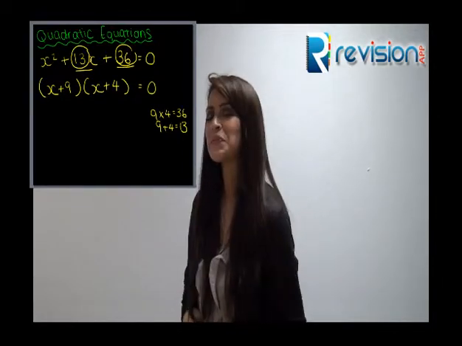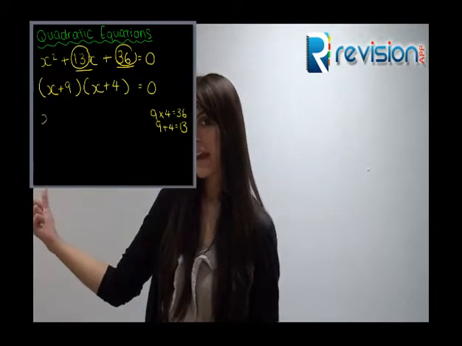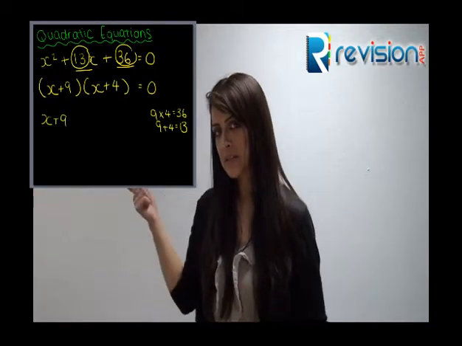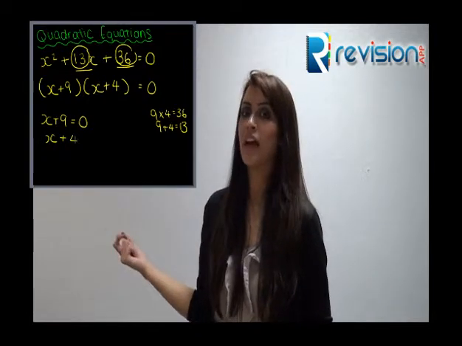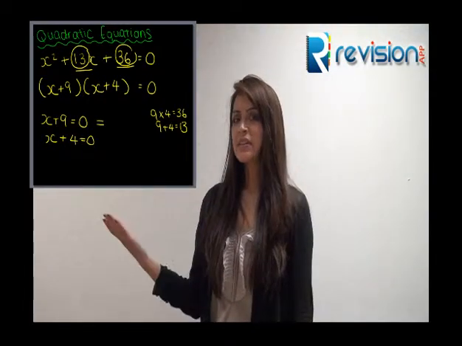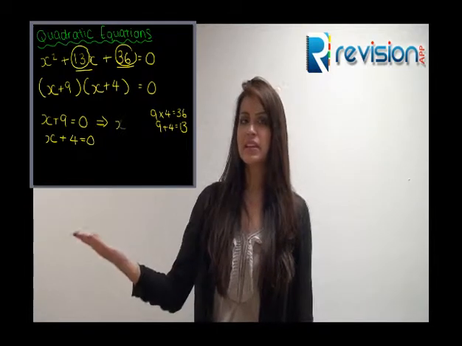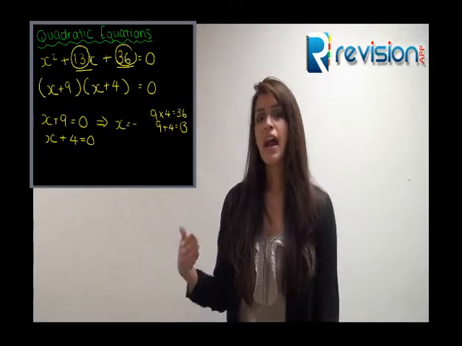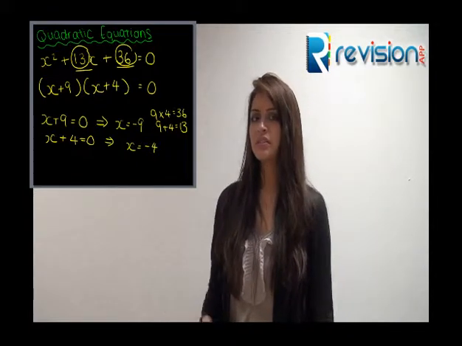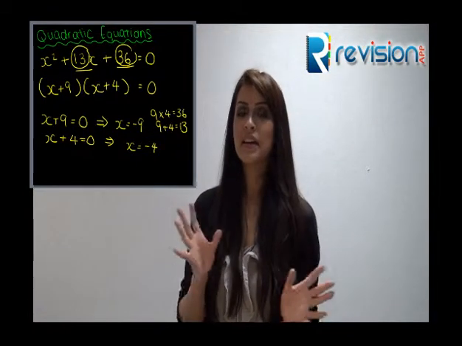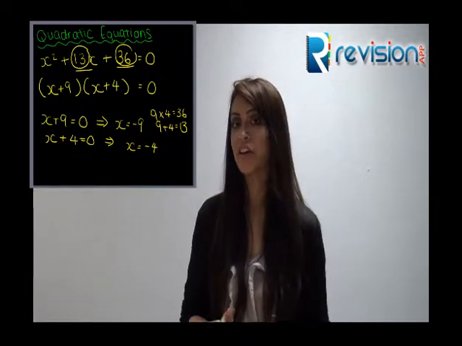Now, the easy part. You can take this first bracket and make it equal to 0, and this second bracket and make it equal to 0 again. We can now simplify this by saying x is equal to minus 9 and x is equal to minus 4. These are our two solutions. Now that is the simplest example of a quadratic equation that you can get.